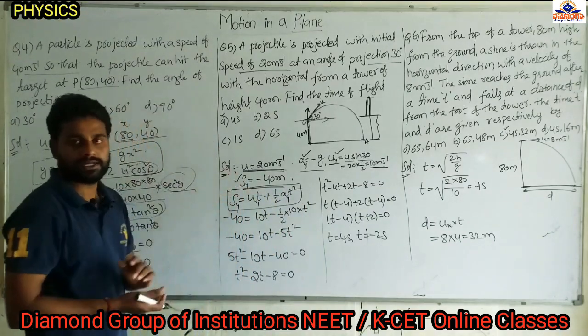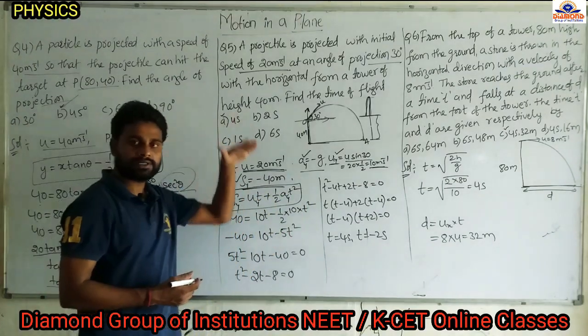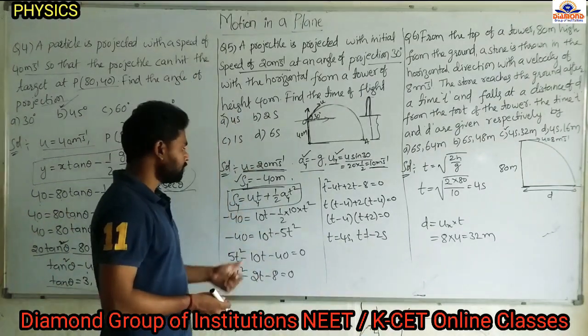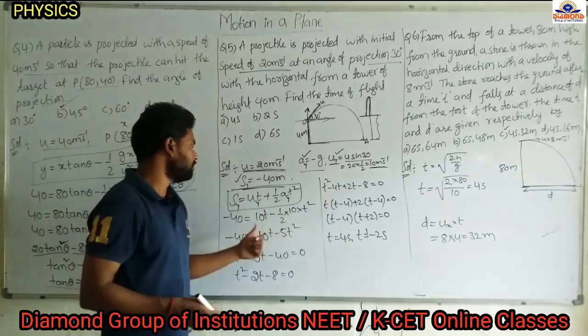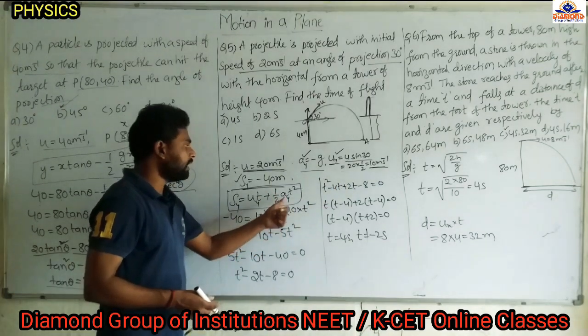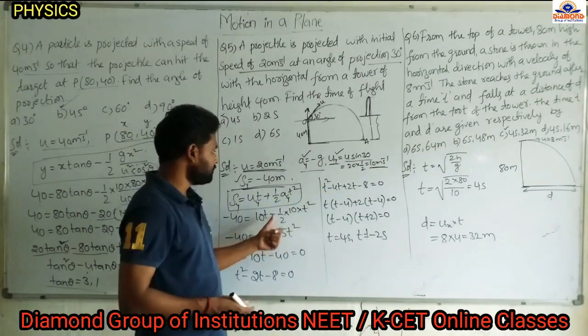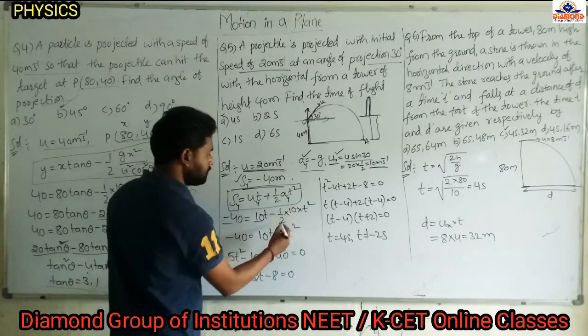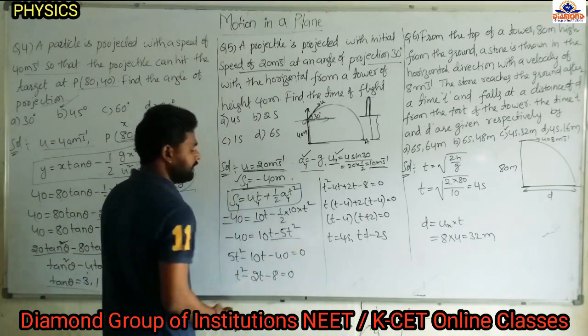Sy equal to minus 40. Why? Because the displacement is below the reference. So minus 40 equal to uy t. It is projected in the upward direction, positive, and the uy value is 10. We found 10t, and ay equal to minus g, so minus g value is 10, into t square. On simplification, we will get minus 5t square.